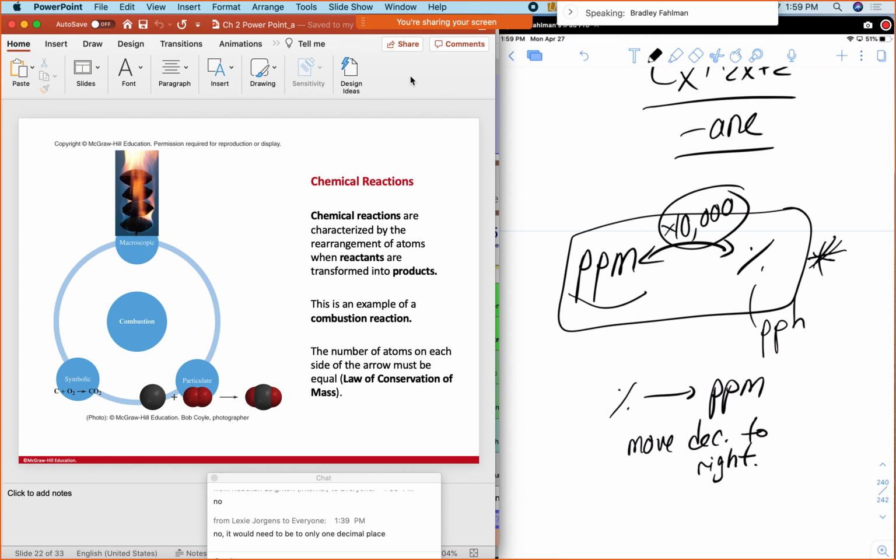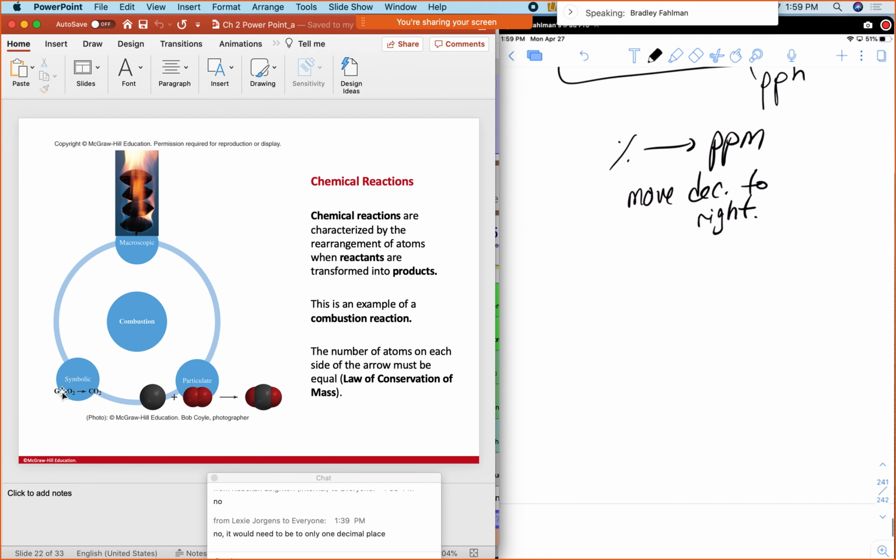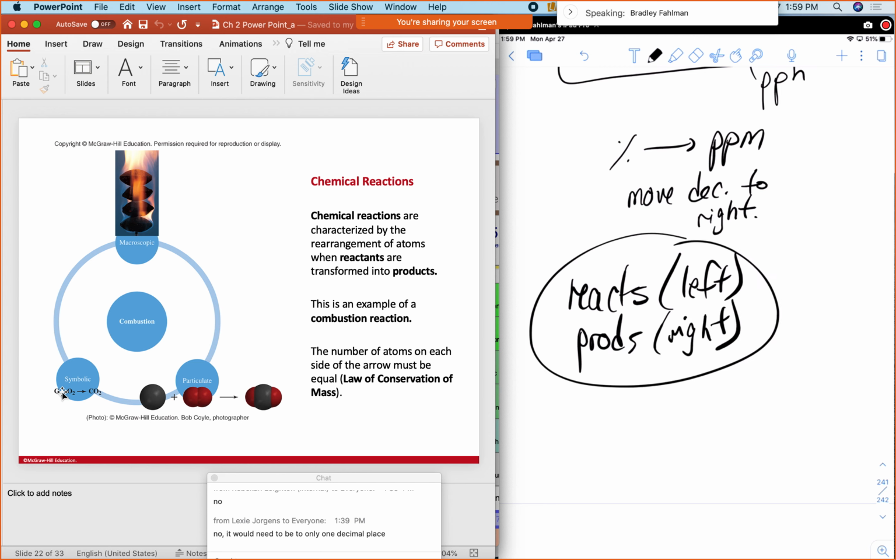And then just setting up chemical reactions. What are reactants? That's the left side of the arrow. Products are the right side. So know the difference between those two.